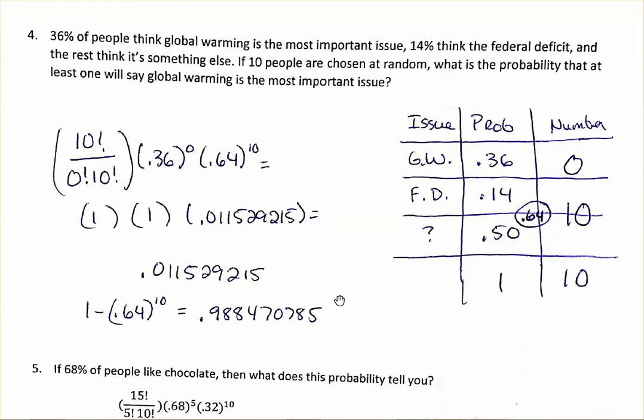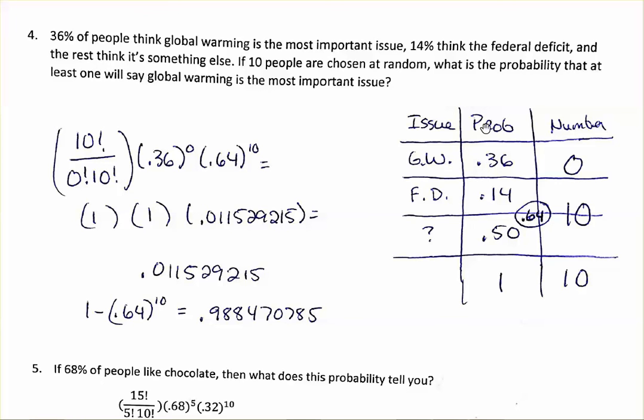If 36% of people think global warming is the most important issue, 14% think the federal deficit, and the rest think it's something else, and 10 people are chosen at random, what's the probability that at least one will say global warming is the most important issue? Well, that's an at least. Remember the at least ones? Instead of doing everything, like the 1 and 10, the 2 and 9, and the 3 and 7, we're going to do 0 and 10.